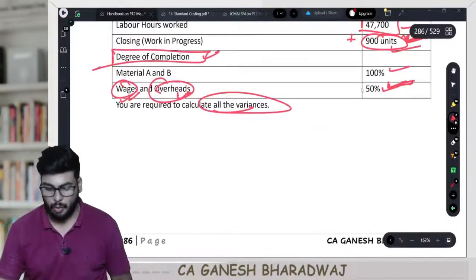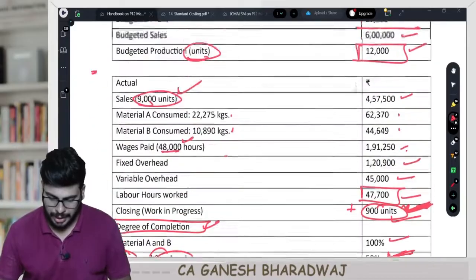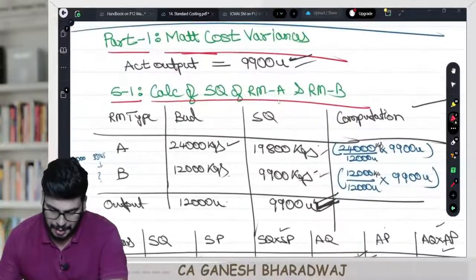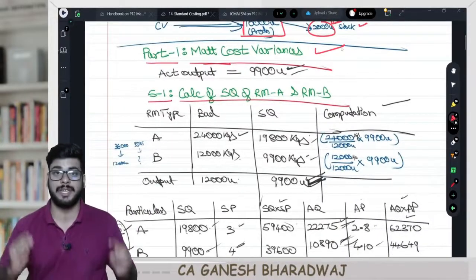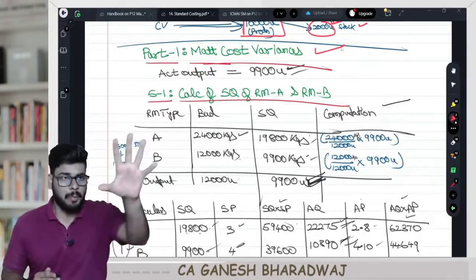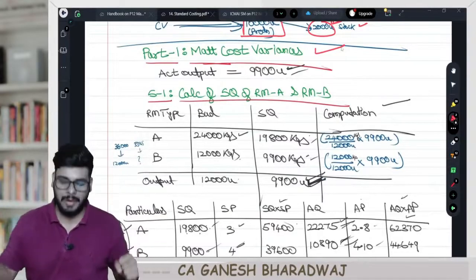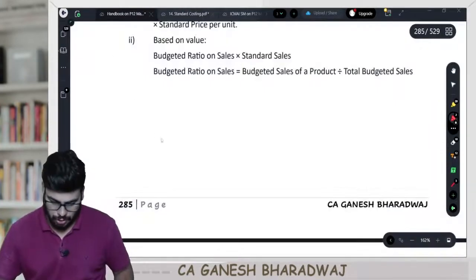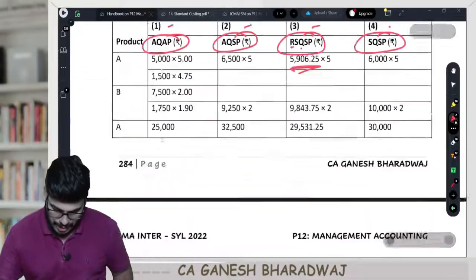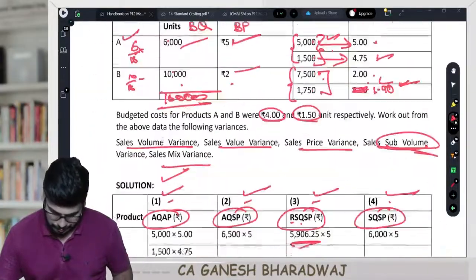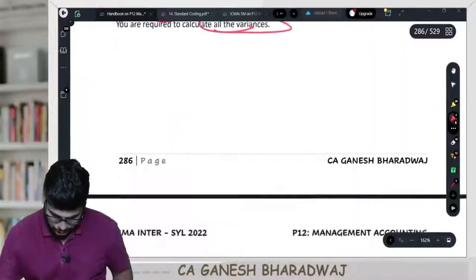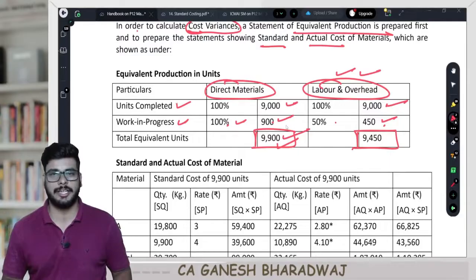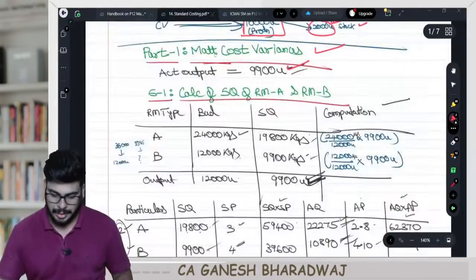Fine, guys. So now what we do right now, we need to calculate all the variances, right? So now let us get started. Now first, part 1 is about calculating material cost variance. Now immediately what you need to do, by consuming my material cost, how many equivalent units got produced? 9900. Sir, how do you know? Just now we calculated and just now we saw, right? So how many equivalent units got produced by consuming the material cost? 9900. Clear with this, guys? So 9900 equivalent units got produced.